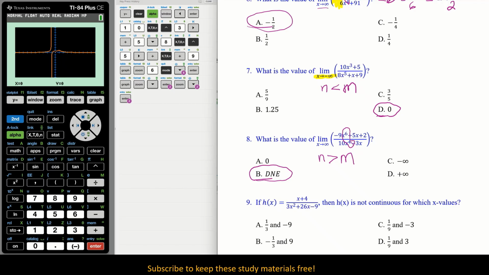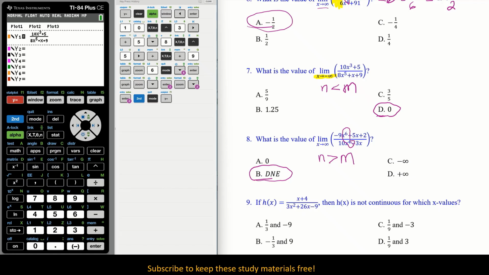However, we could put that in the calculator and just see what happens. So second mode, I'm going to clear the whole thing. I can clear the top, then go to the bottom and clear the bottom. Now let's put it in fresh. Negative 9, x caret up to the 6, arrow over, minus 5x plus 2.